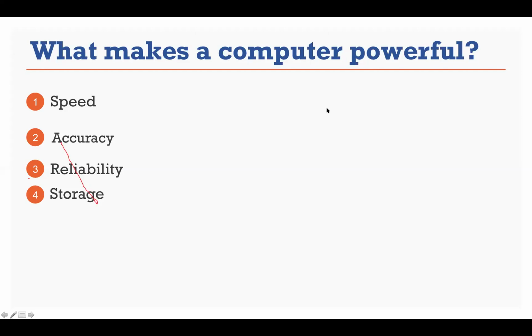So what makes the computer powerful? These four things make the computer powerful: speed, accuracy, reliability, and storage. With the help of these, our computer will work properly.